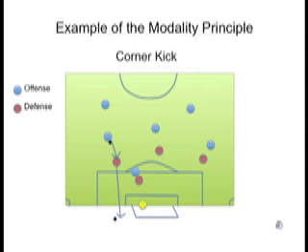Example of modality principle. A corner kick in soccer. A corner kick is taken when the ball crosses over the end line, having last been touched by the defense. In the diagram, you can see that the blue team kicked the ball and it hit the defensive team, or the team with the red smiley faces. The defensive team last touched the ball, so the blue team will get the corner kick.